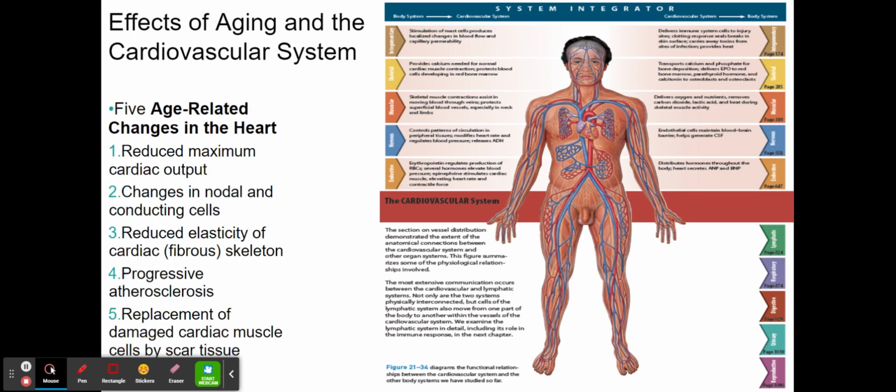Age-related changes in the heart include 1. A reduction of maximum cardiac output, 2. Changes in the activities of the nodal and connecting cells, 3. A reduction in the elasticity of the heart's fibrous skeleton, 4. Progressive atherosclerosis that can restrict coronary circulation, and 5. Replacement of damaged cardiac muscle cells by scar tissue.